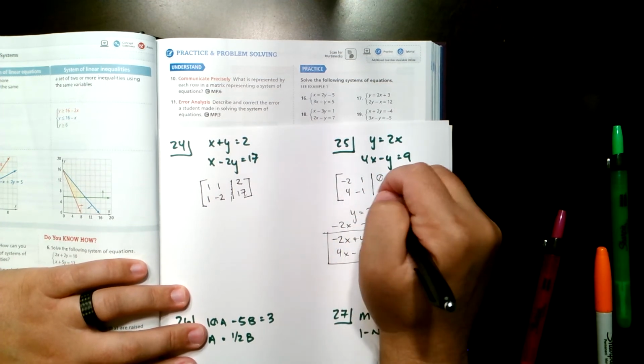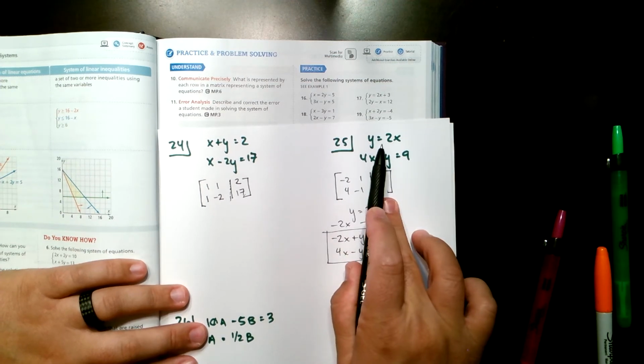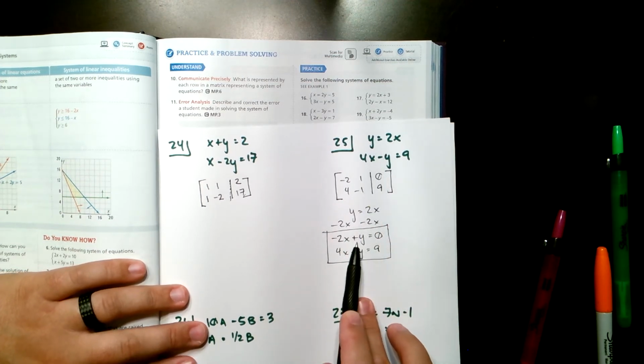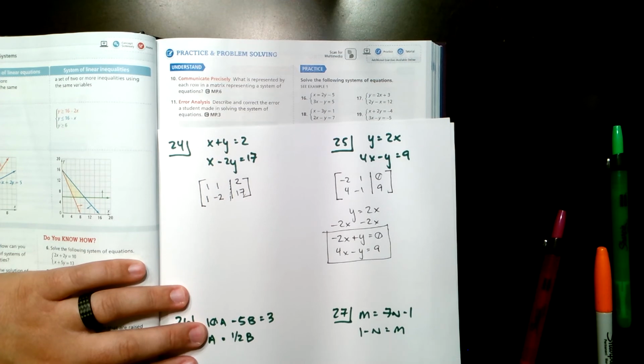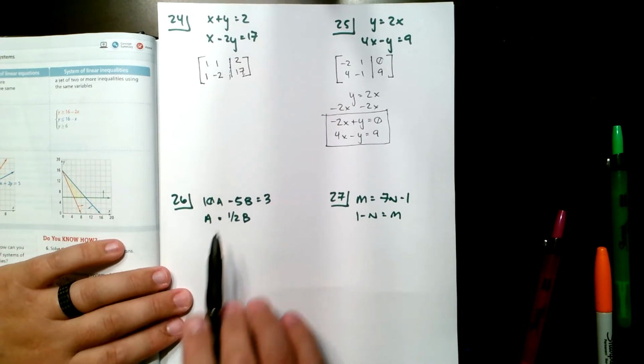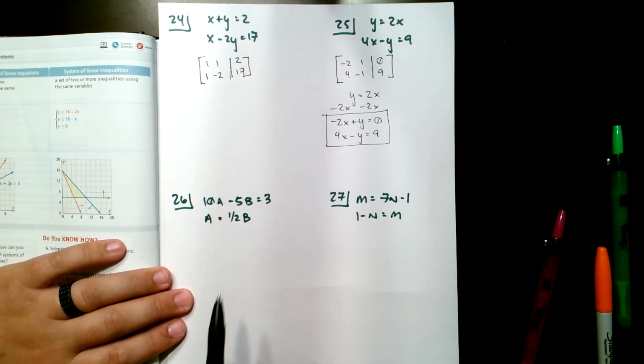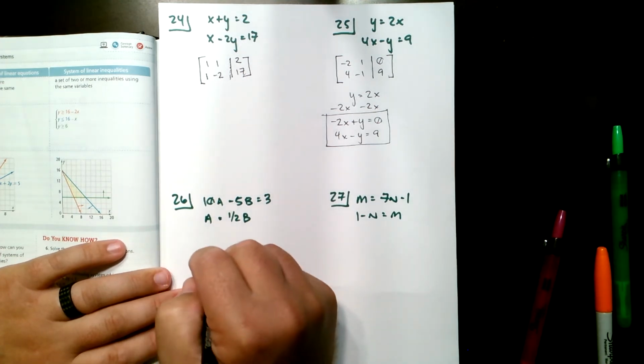So a -2 and a 1, and a 0 on the right side. A 4, a -1, and then a 9 on the right side. So there's my augmented matrix. The key here, again, if you're missing a term, make sure you have a 0 in its place. If something's not in standard form, you've got to make it standard form, and then you can put it into an augmented matrix.